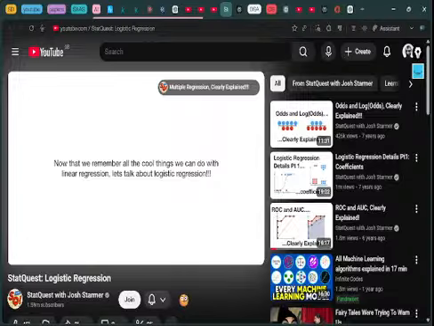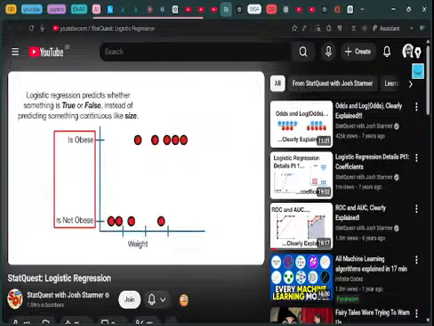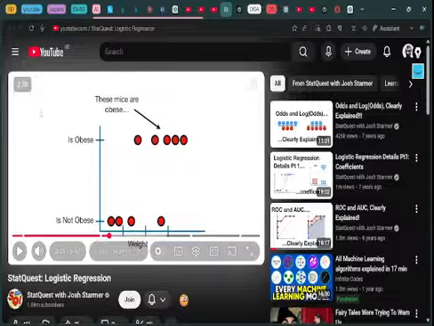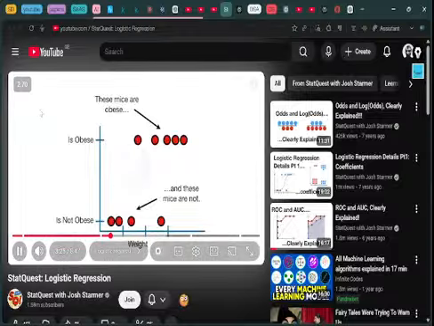Now that we remember all the cool things we can do with linear regression, let's talk about logistic regression. Logistic regression is similar to linear regression, except logistic regression predicts whether something is true or false instead of predicting something continuous like size. These mice are obese, and these mice are not.